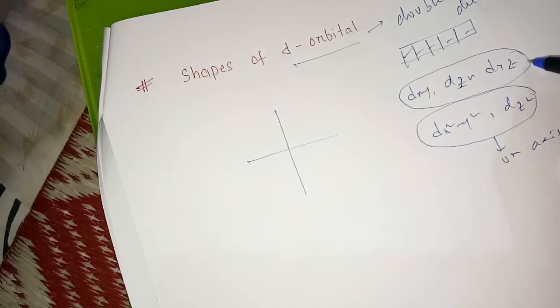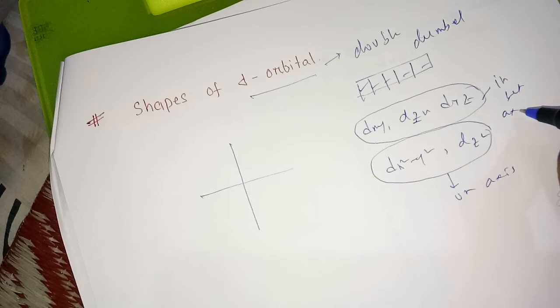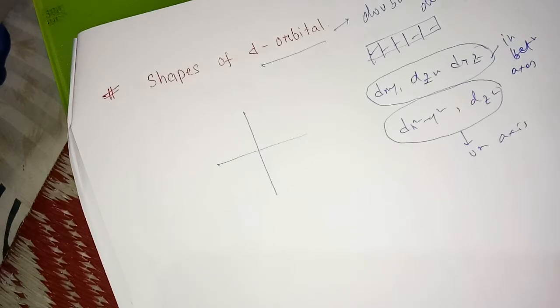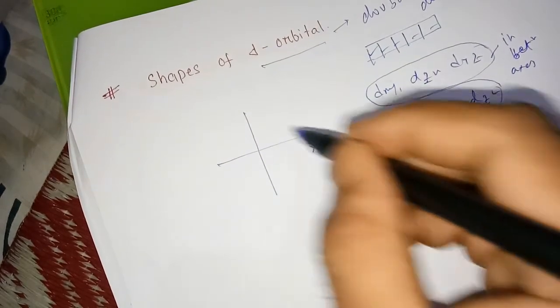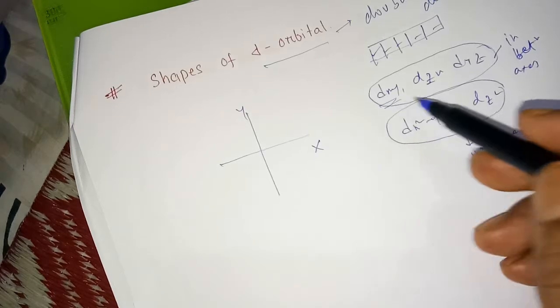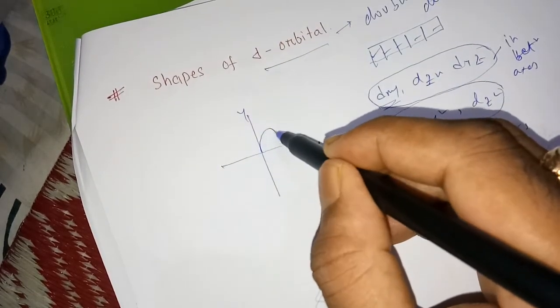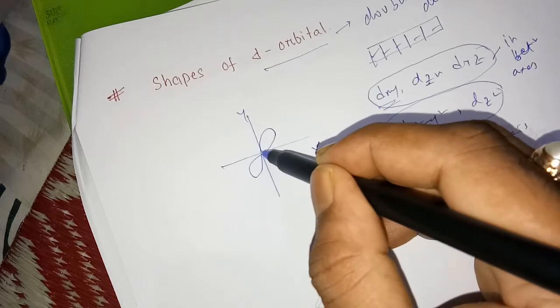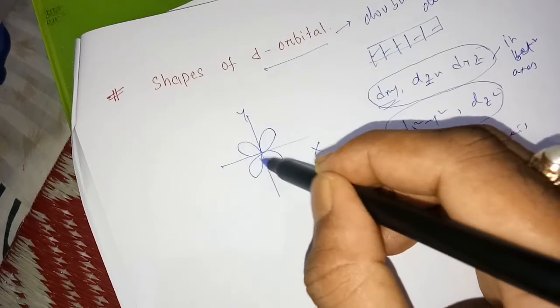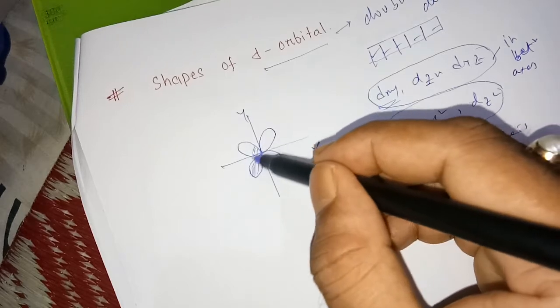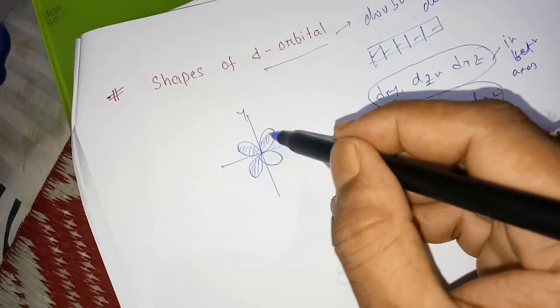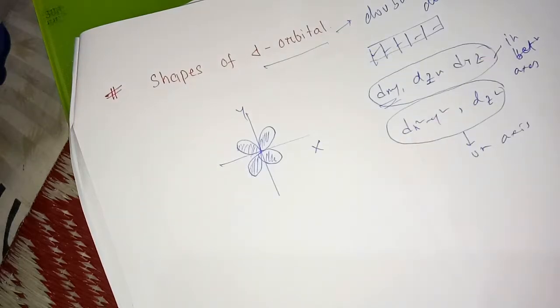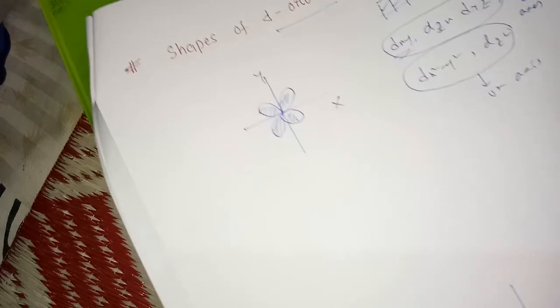These are in between axis. Now if I want dxy, this is in between the x and y axes. This is one lobe, and you have to draw 4 lobes: 1, 2, 3, 4. This is dxy, dyz, and again like that. The shapes are available in the book also, student. You have to go through that.